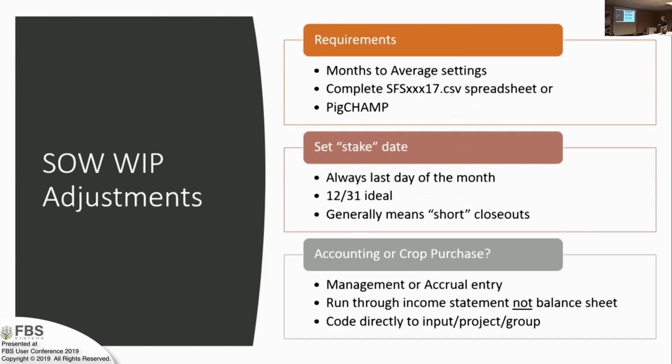Now let's get into a couple other examples here. And we've got some pork producers explained sow inventories. That's a little more nebulous. And when I say sow inventory, it's actually the pigs that were equivalent units that we're trying to adjust. So here's the requirements. I've got to have the months to average settings, and we'll show you what that looks like. I've got to complete this spreadsheet, or I just disconnect the PigChamp.